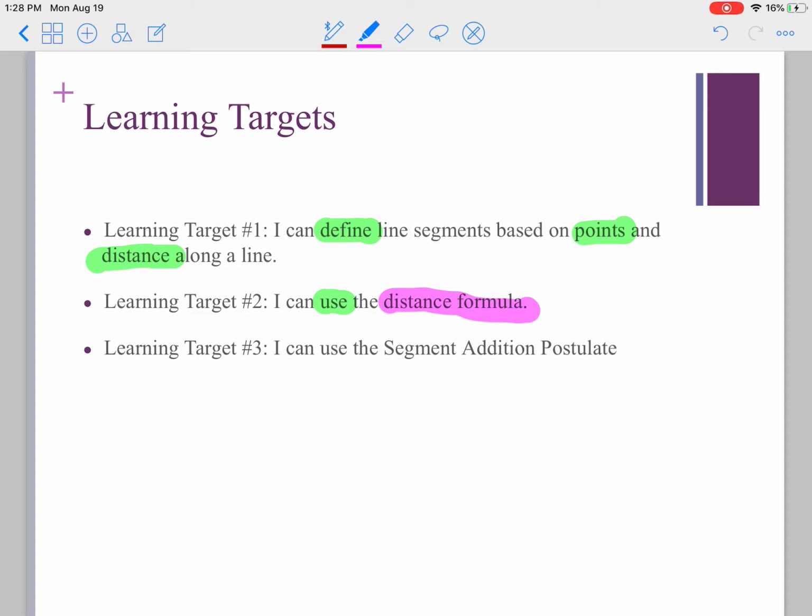And then finally, we're going to learn how to use the segment addition postulate. The segment addition postulate, again, we are going to need to, first of all, learn the terminology associated with it, but then further than that, be able to use it when working with, as the name implies, segments.